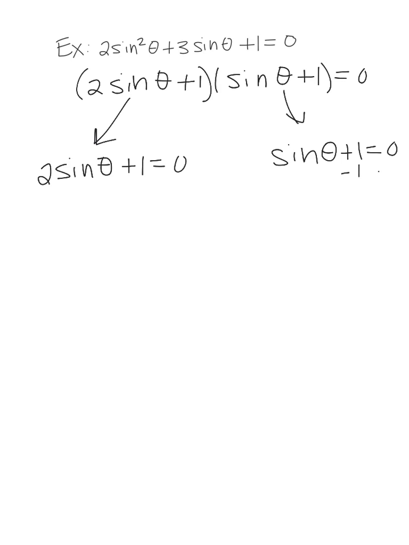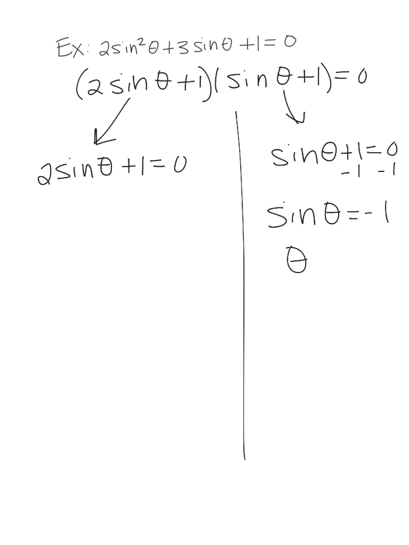And I'll go ahead and do this one first because it's easier. So sine theta equals -1, and that happens once, and that is when theta is 3 pi over 2. So there's one solution. And now let's look at this one. I'm going to go ahead and solve.